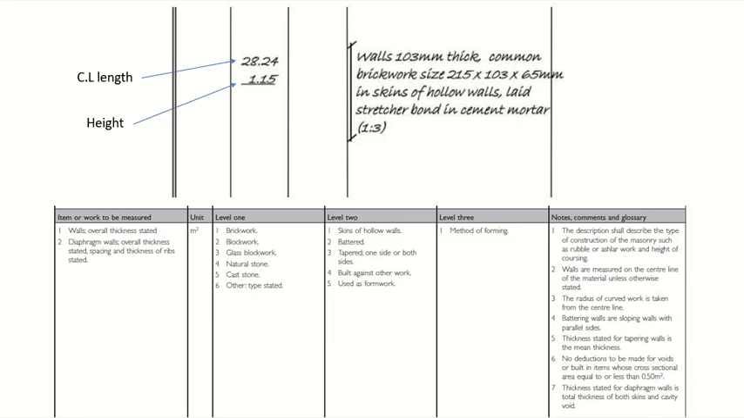Clear? And you can see the ratio for cement mortar is also mentioned. 1:3 means what? 1 cement, 3 sand. Cement, sand. And water is mentioned as what? Anybody?